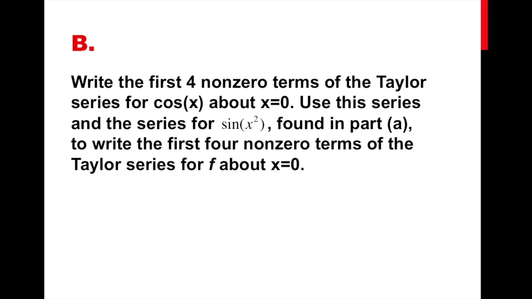Part B states, write the first four non-zero terms of the Taylor series for cosine of x about x equals 0. Use this series and the series for sine of x squared, found in part A, to write the first four non-zero terms of the Taylor series for f about x equals 0.